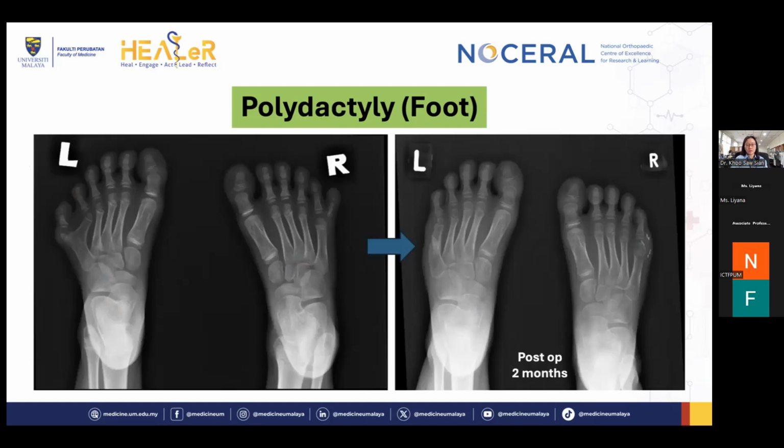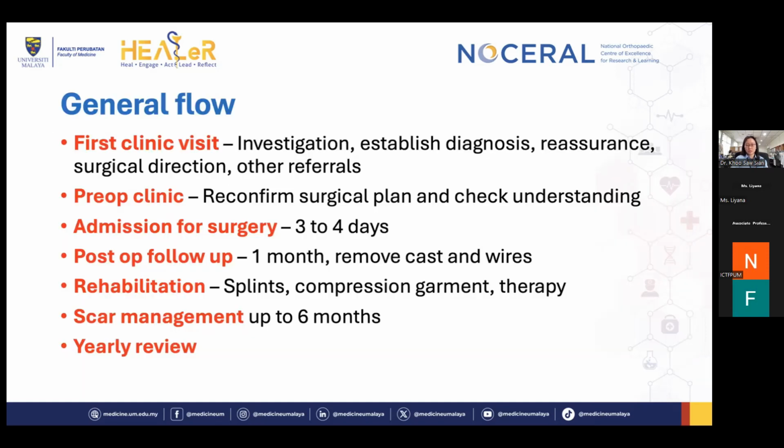So the general flow is: first clinic visit, we do investigation, establish the diagnosis, reassure the parents, tell them the surgical directions and do the necessary referrals. At the pre-op clinic, we reconfirm the surgical plan and check the parents' understanding. Admission for surgery is usually about 3 to 4 days. Post-op for about 1 month, where we remove the cast and the wires.